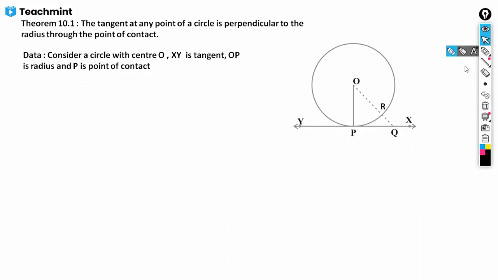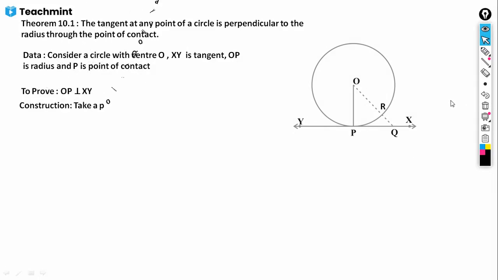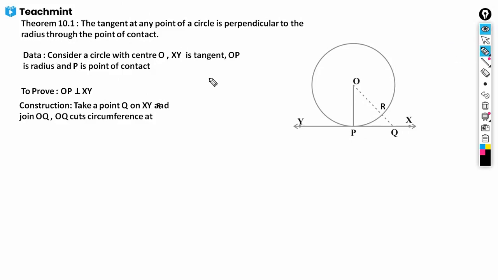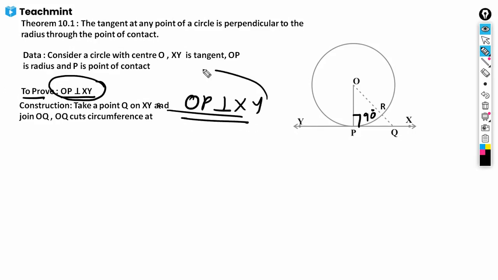So after having the data, the next thing I need to prove is that OP is perpendicular to XY. That is, this radius is perpendicular to the tangent, or it is making a 90 degree angle. This is what I need to prove: OP is perpendicular to XY. Understood?